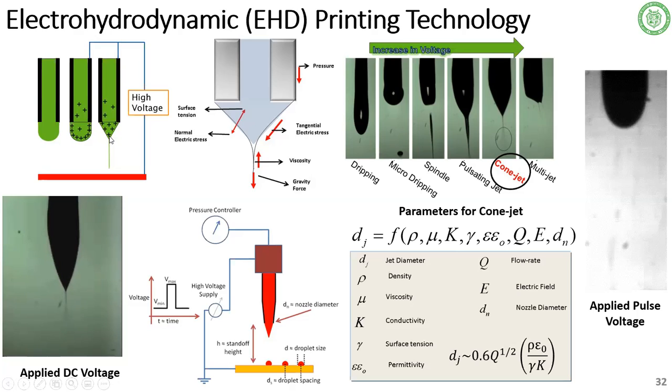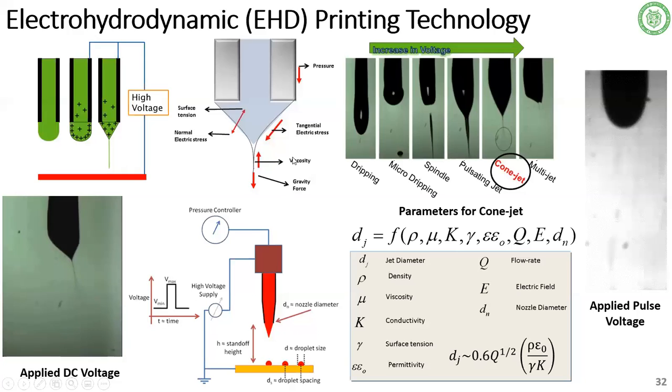When you increase the charge, it breaks into a jet. As shown in this video, when we apply DC voltage, initially it's dripping, and on further increasing the voltage it becomes stable. This stable mode is known as cone jet mode. There are different modes when you apply DC voltage: first it will drip, then micro-dripping, spindle, pulsating jet, and then a cone jet. Further increase in voltage makes it multi-jet, as shown here.